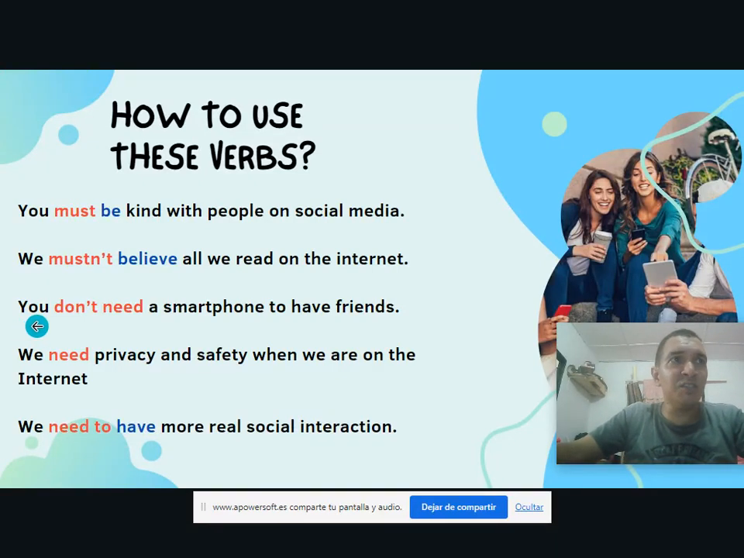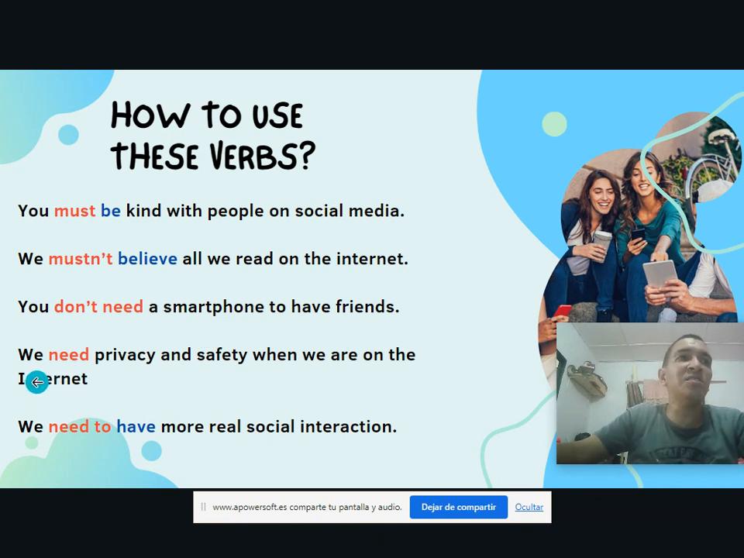And the next one is, you don't need a smartphone to have friends. We don't need. Need in this case is a main verb. So, in order to put this verb in negative form, we use the auxiliary verb don't. You don't need a smartphone to have friends.